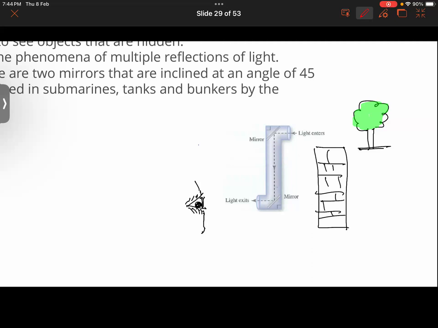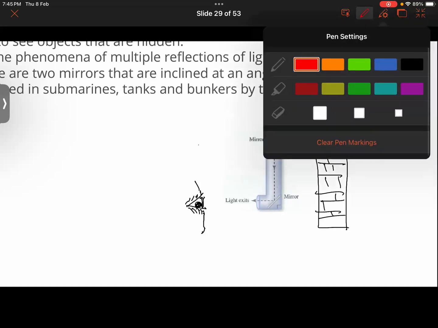What you can do, you will be turning the upper hole of the periscope towards the object, that is the tree which you want to see. And the other hole you will be looking at. Now light rays from the tree will be coming into this hole. Getting it now? So the top mirror, also there are two mirrors in it, which are inclined at an angle of 45 degree. Now let me draw this one.